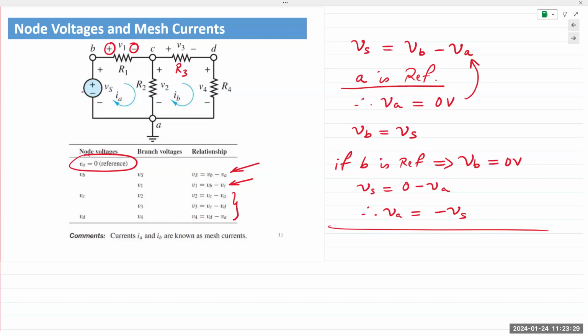Does that make sense? We are expressing each resistor voltage in terms of the node voltages.